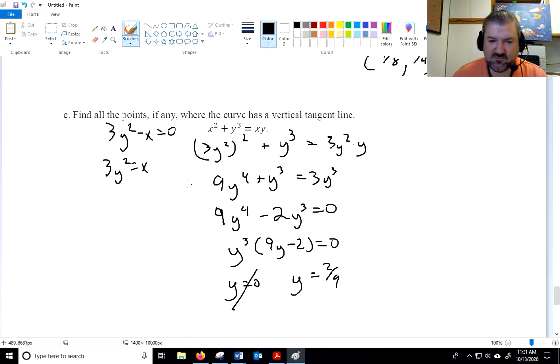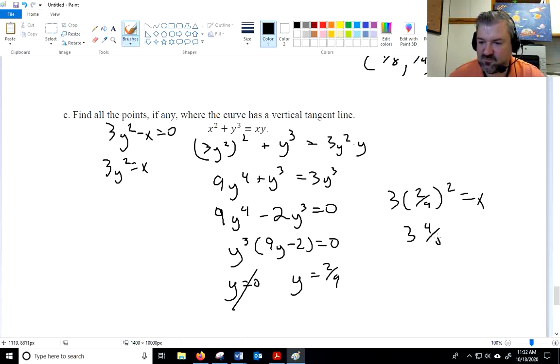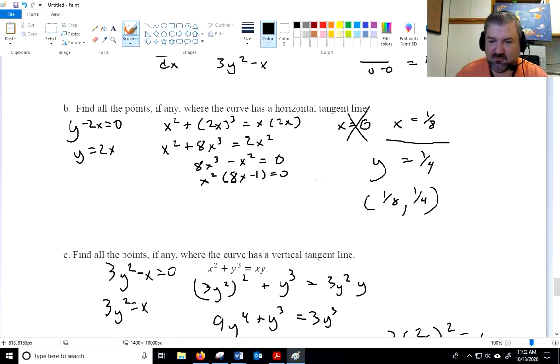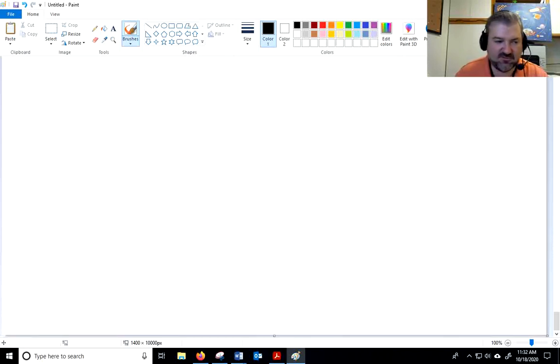All right, so we have y equals 2/9. So 3 times (2/9) squared is equal to x. So that's 3 times 4/81 is equal to x. So 12/81. So we're going to say (12/81, 2/9). That is the point of a vertical tangent line, which must be kind of right here. So we could get that one and we could get that one. And it looked like something interesting happened at 0. That point where it crosses is always going to be a problem for us for a derivative because we've got more than one of them. So just be looking out for those.